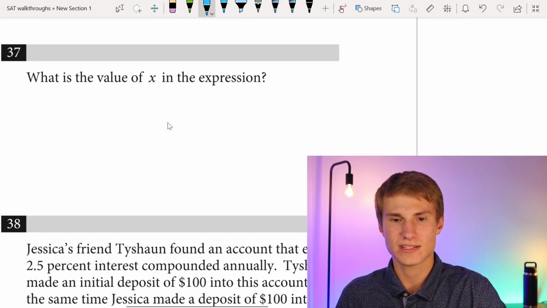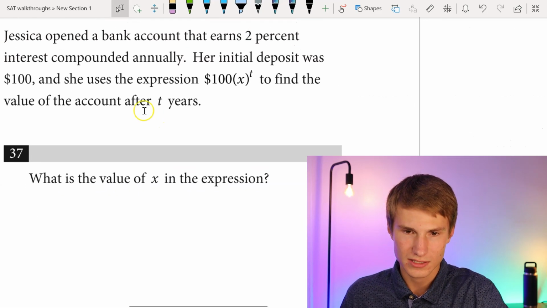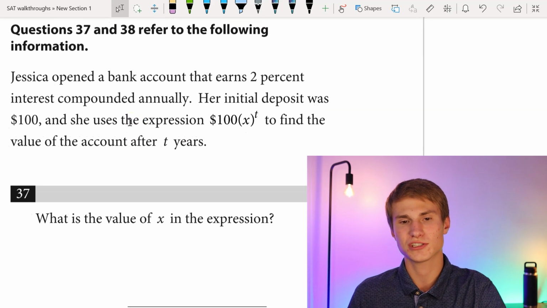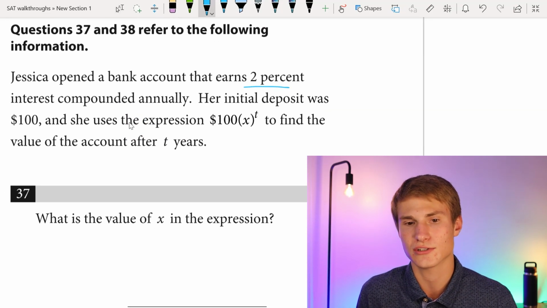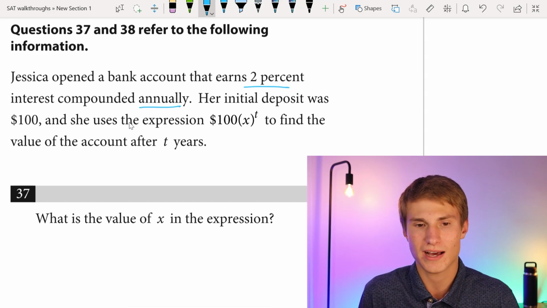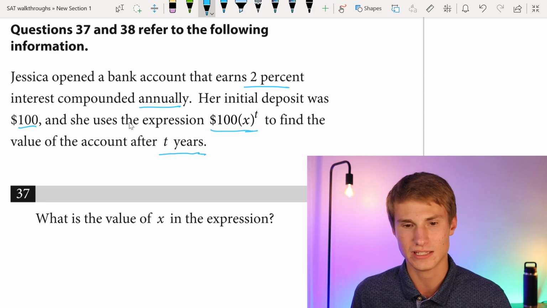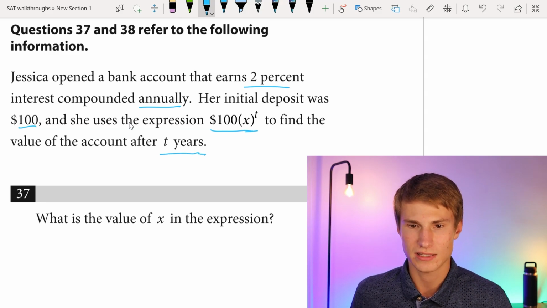All right, moving on to number 37. So we've got what looks to be a financial question. Questions 37 and 38 refer to the following. Jessica opened a bank account that earns 2% interest compounded annually. Her initial deposit was $100, and she uses the expression 100x to the power of t to find the value of the account after t years. What is the value of x in the expression?